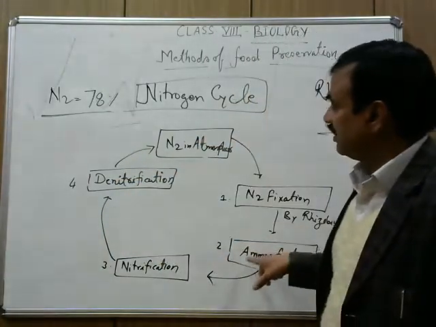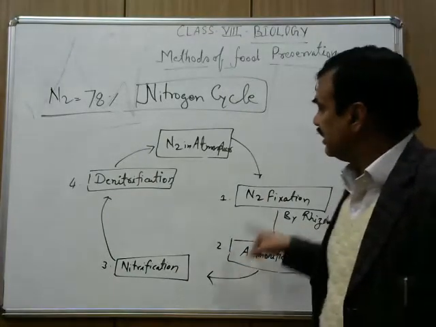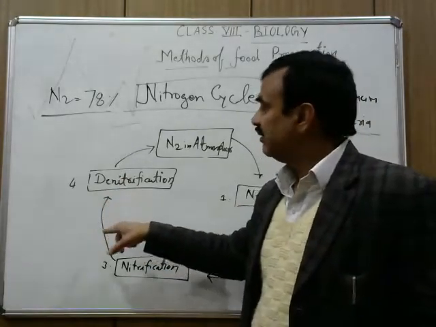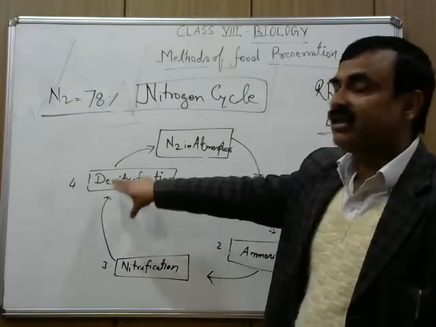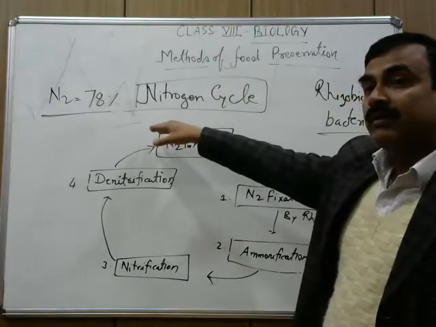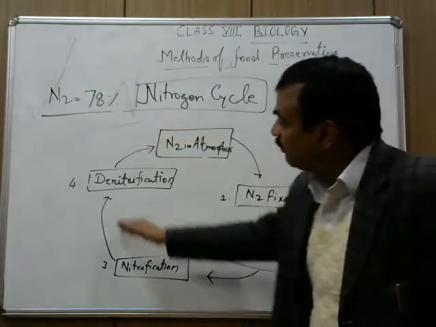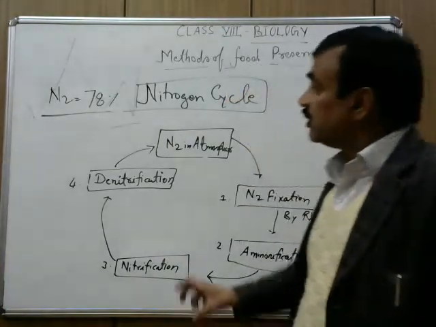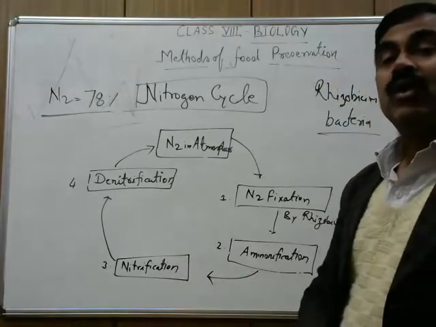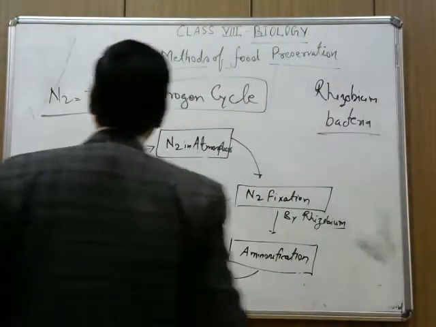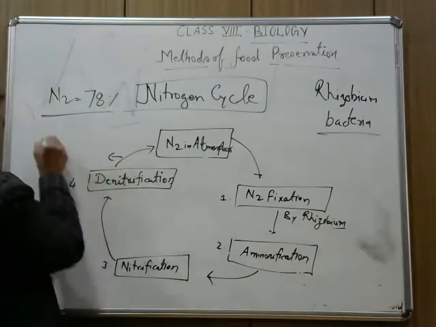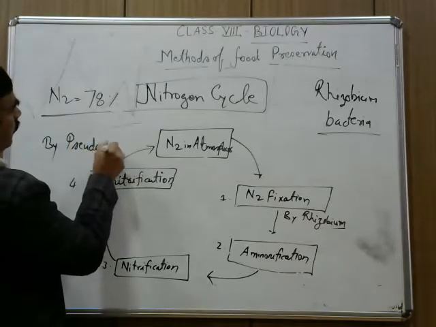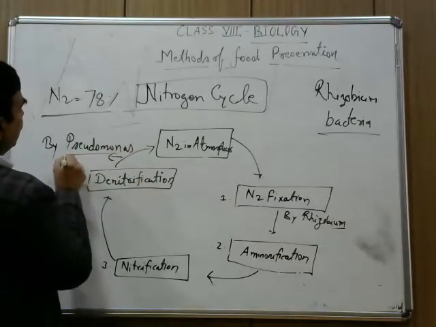Look at this, children of class 8 can easily understand nitrogen fixation, ammonification, nitrification and denitrification. By this, the nitrate is returned back to the atmosphere. So with the help of 4 steps, we can complete the nitrogen cycle. It's a very easy way to understand this. So denitrification, by the involvement of one special bacteria, you can write the denitrification process by Pseudomonas bacteria.